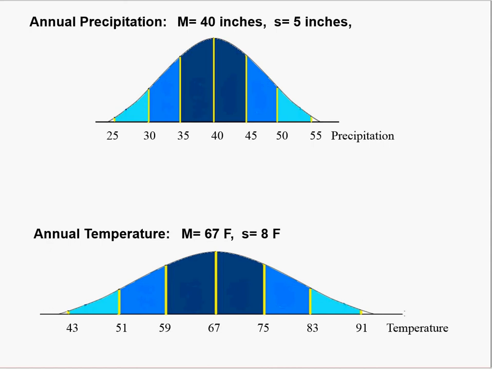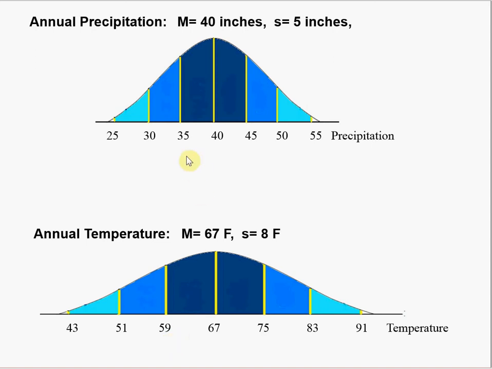Have you found anything in common here? Although each of these values is different from each other, 40 is different from 67, 35 is different from 59, 30 is different from 51, 25 different from 43. They are not comparable because they are different values, they have different units, they refer to different things. But one thing in common among each pair of these numbers is that they are the same units of standard deviation from their own mean.